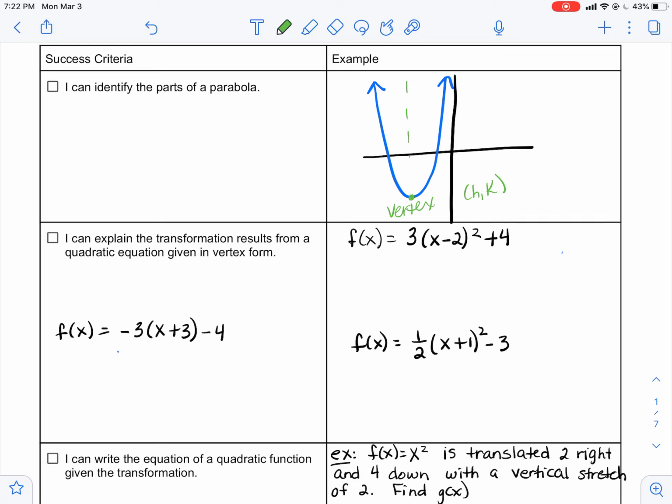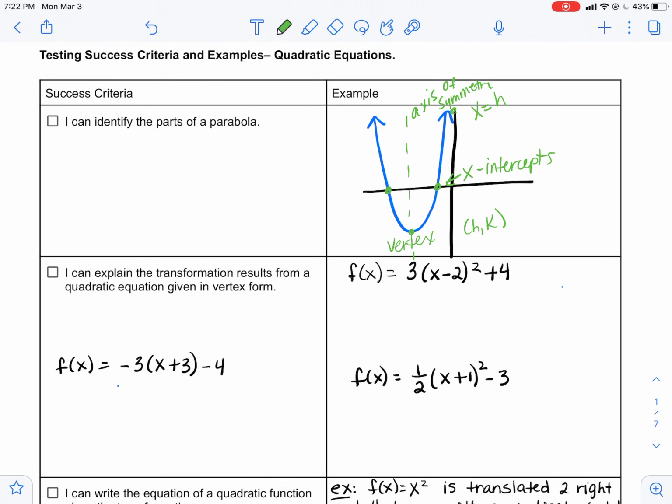You've got your axis of symmetry that goes through the vertex, which is x equals h all the time. We have our 2 points here, which are our x-intercepts. And then, of course, I didn't draw it on here, but you would also have a point somewhere up here, which would be your y-intercept. So be sure you do know all the different points.